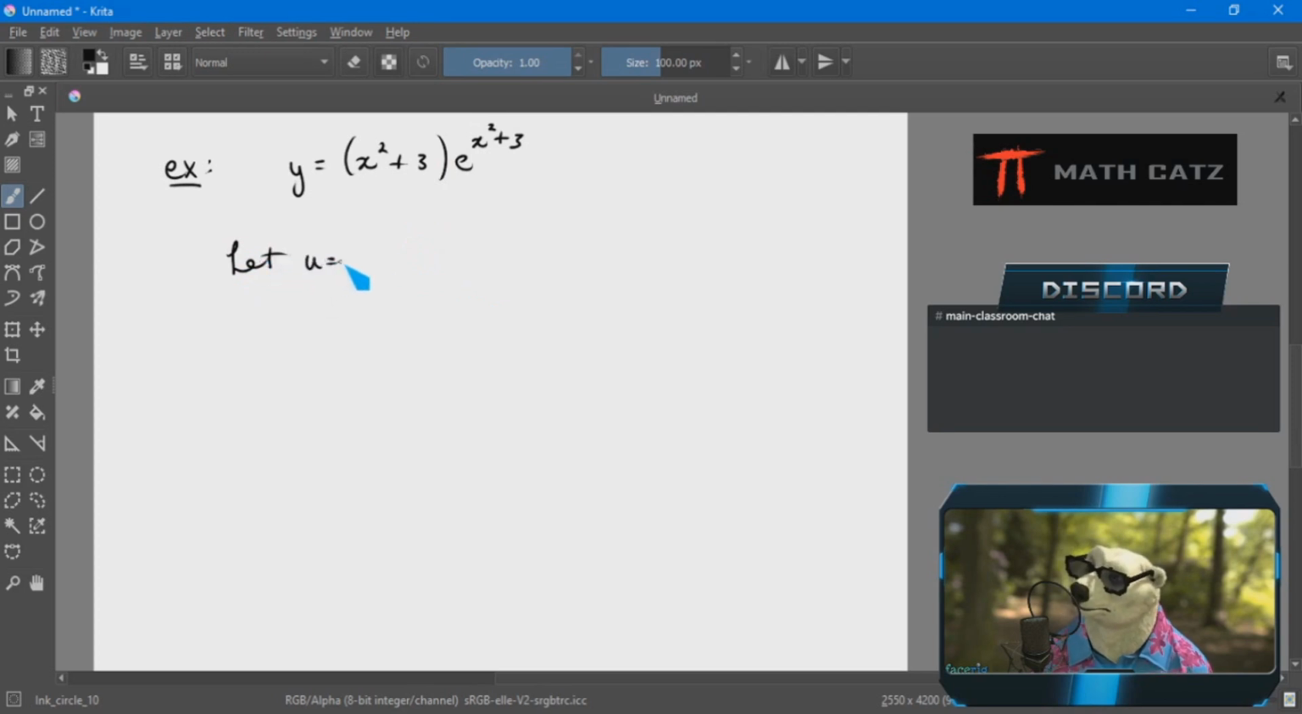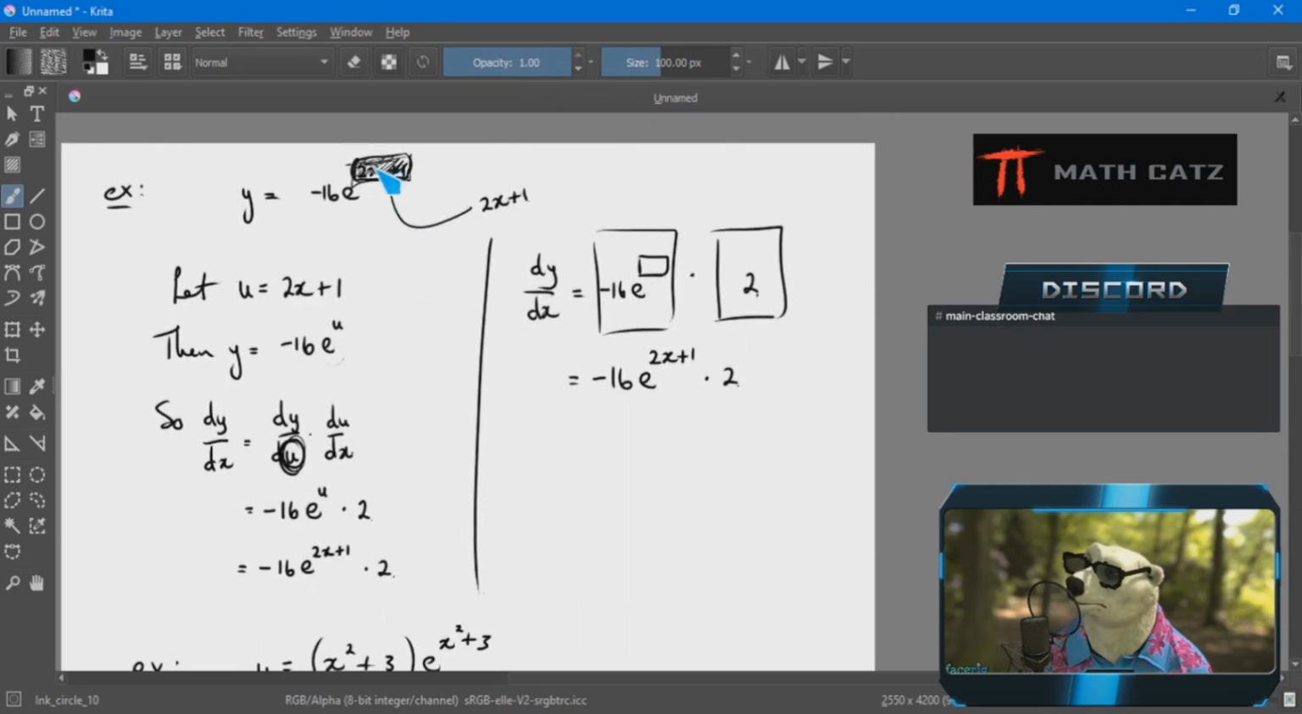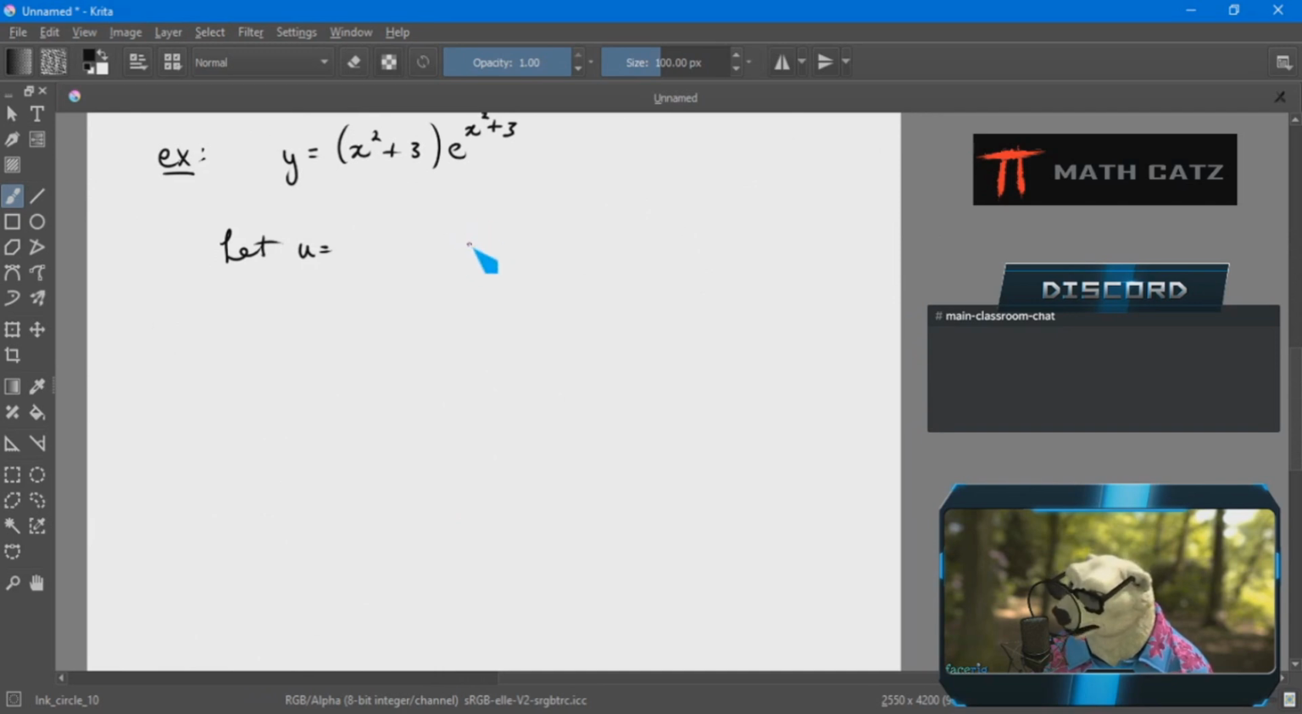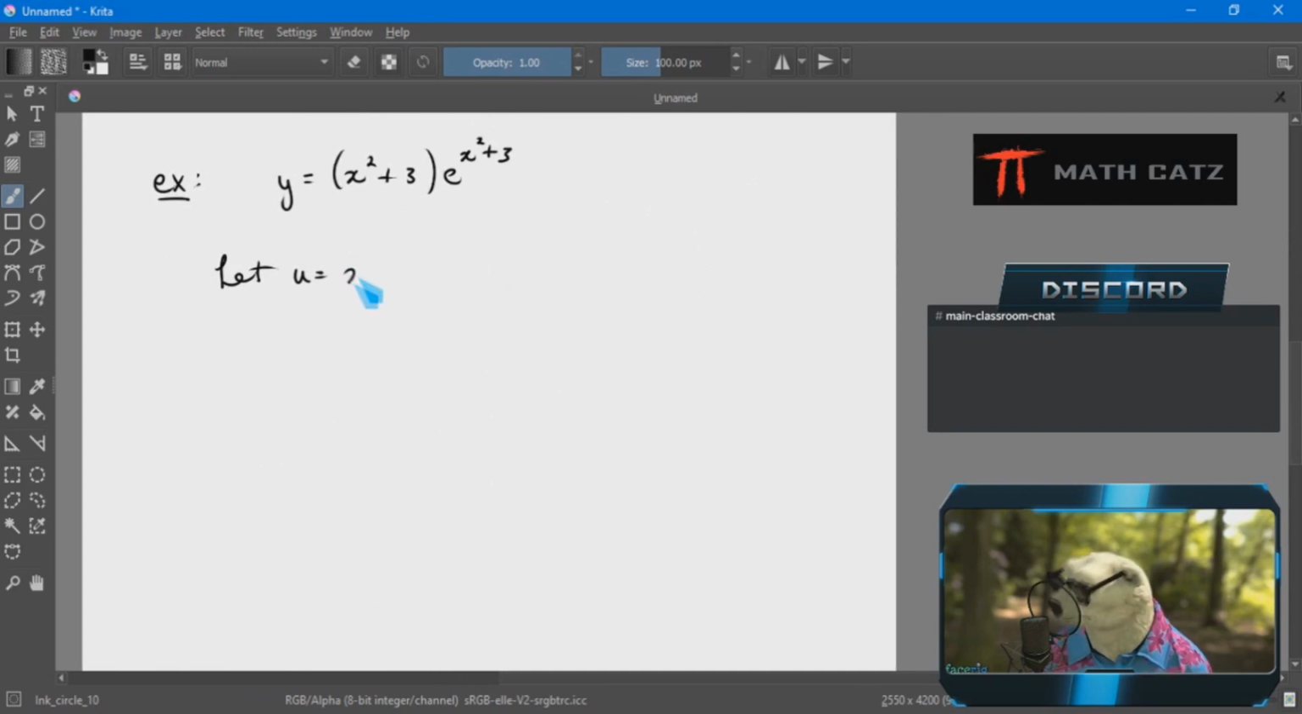to help myself. If it's straightforward, like before, then sure, maybe try not writing everything out. But if you're unsure in any way, or the function is a little bit more complicated looking, play it safe. Be sure, whatever that requires. So if I let u be the inside function, then my outside function y is going to be u times e to the u. I can certainly do that.